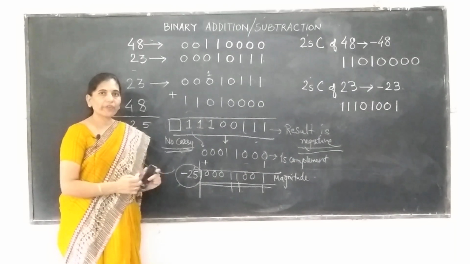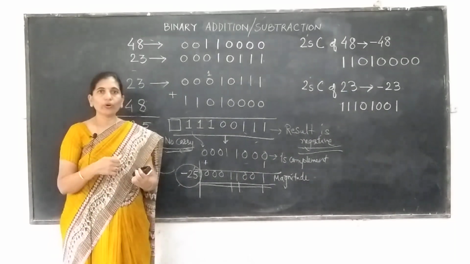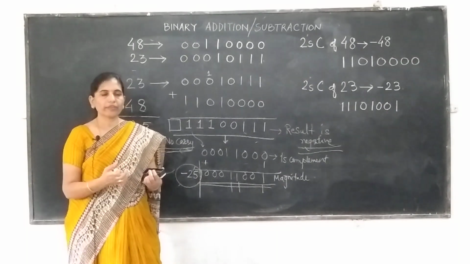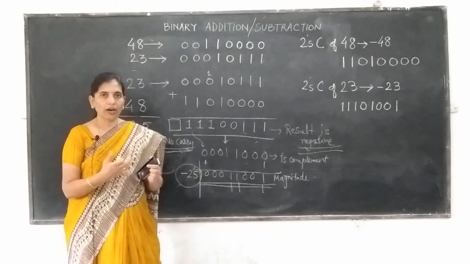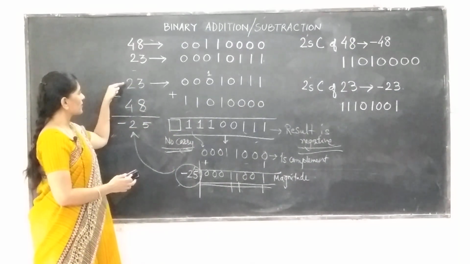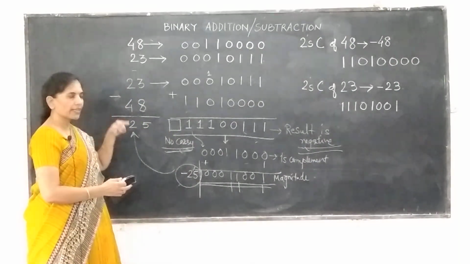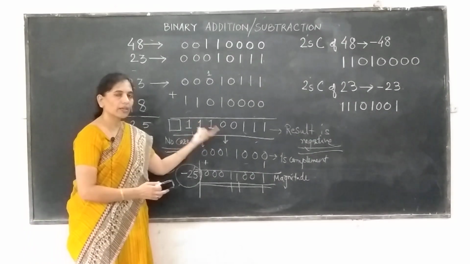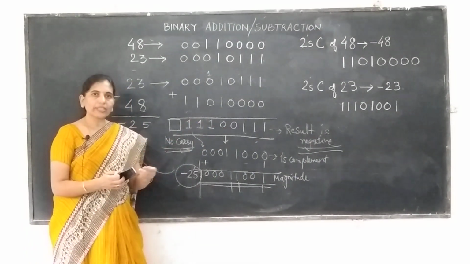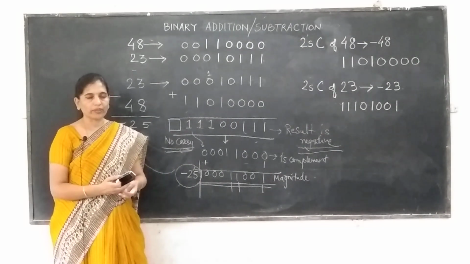So in this manner we have studied how to add two numbers. They could be positive, they could be negative, one positive, one negative, as in this case 23 is smaller than 48 anyway, but the 2's complement can be utilized for using the negative numbers in the operation.